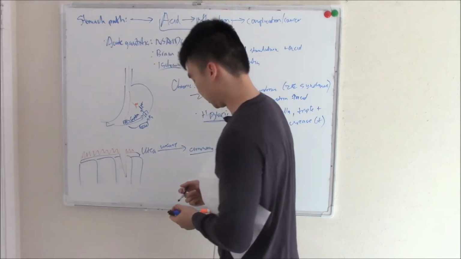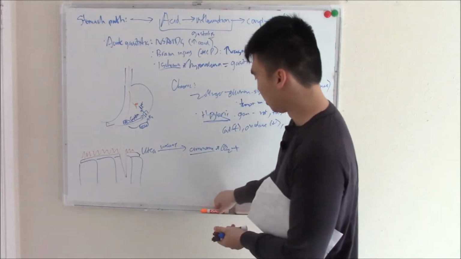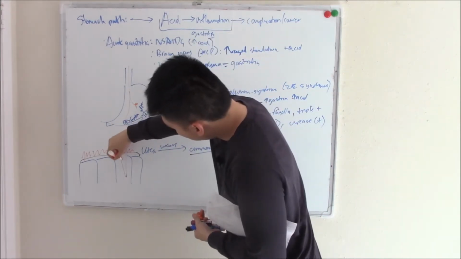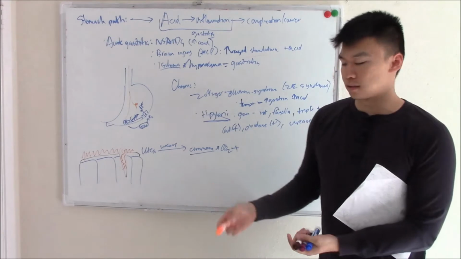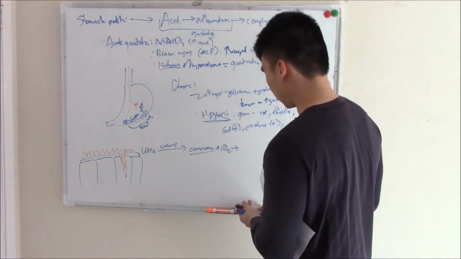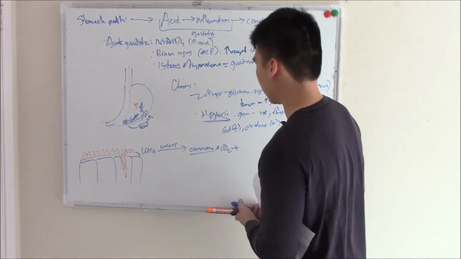Now it looks like this. It just destroys your cell, and then all that acid will go inside and cause gastritis. And H. pylori is the most common cause of gastritis.